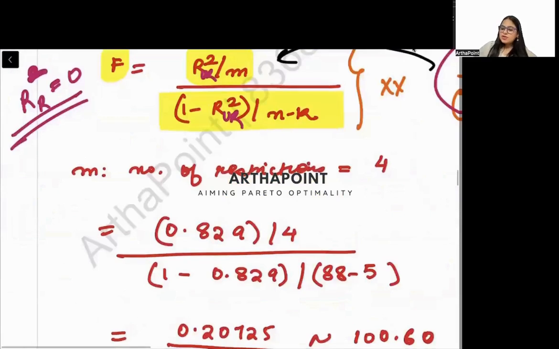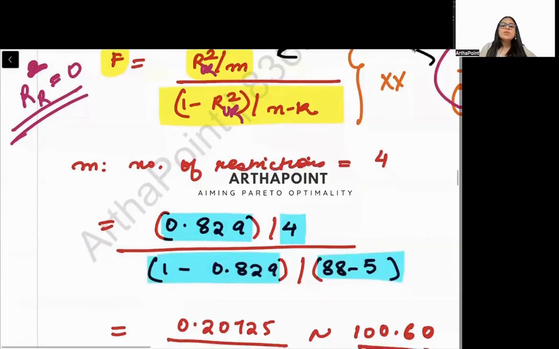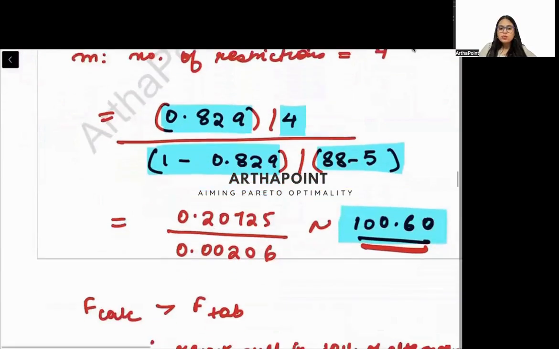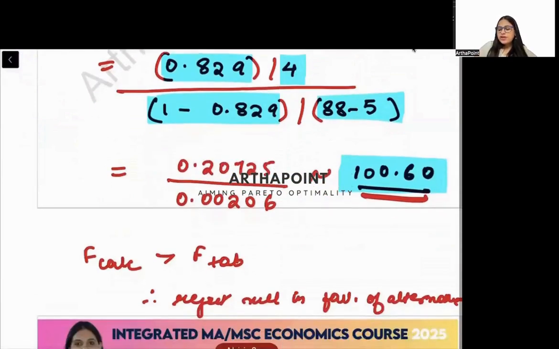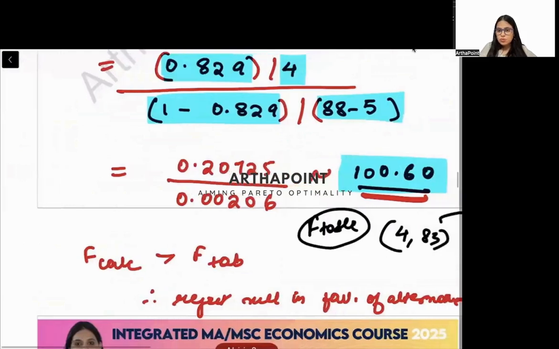Okay, so my R square of unrestricted is 0.829 divided by number of restrictions. I am putting restriction on 4 parameters, upon 1 minus 0.829 divided by n minus k. There are 5 parameters, K is 5, n is 88. So when you solve this, you will get approximately 100.60. Again, for the F table value, you have to check for 4, 83. It is approximately between 4 and 5. So it is very, very small.